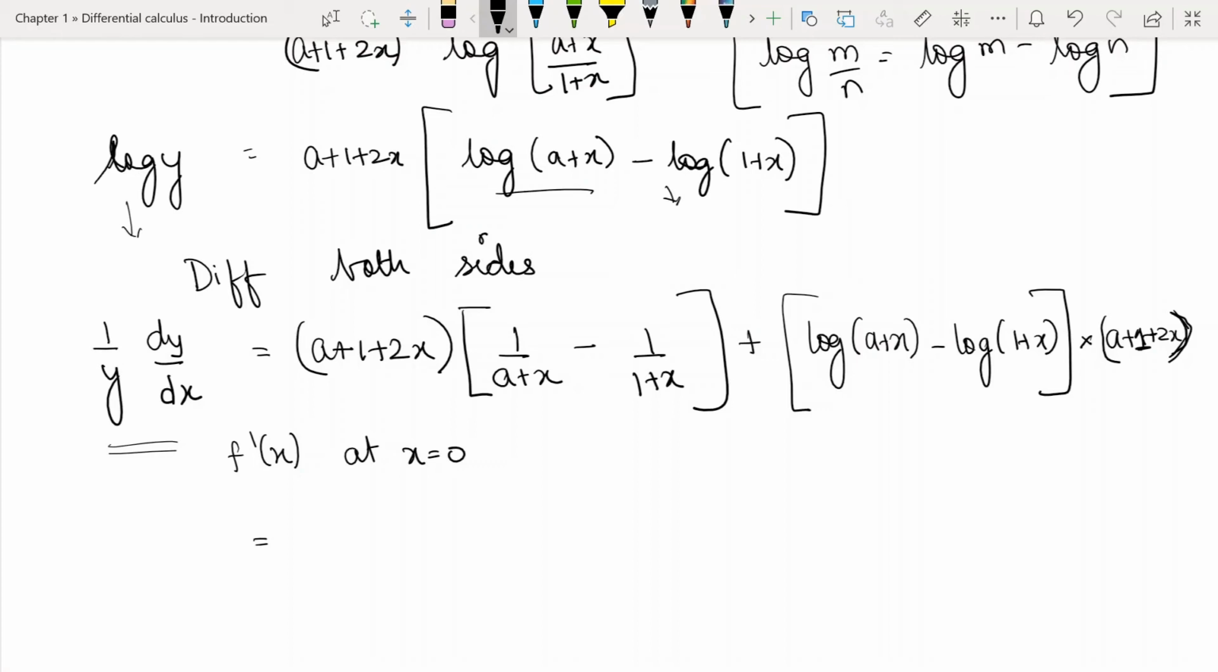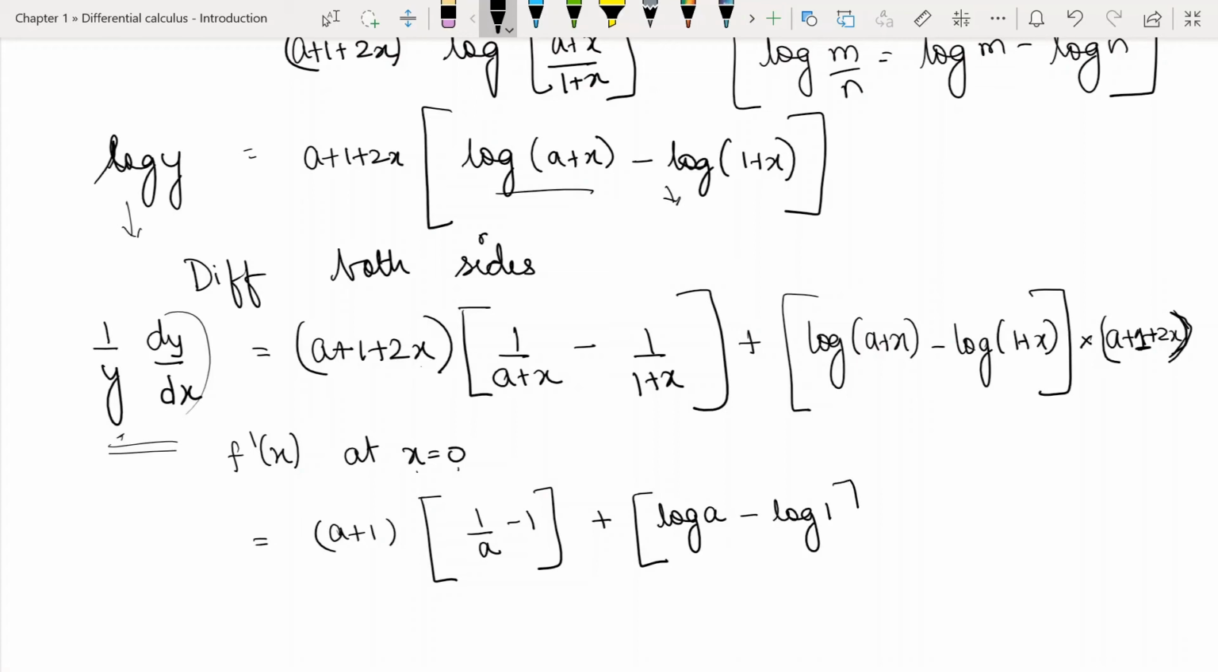Okay, so I have the f dash of x term here, but I also have a y term. I'll come to that later. Come to the right hand side first. Wherever there is an x, you substitute 0. So what remains? A plus 1, open the bracket, 1 by a minus 1, close the bracket, plus log a minus log 1 into a plus 1.